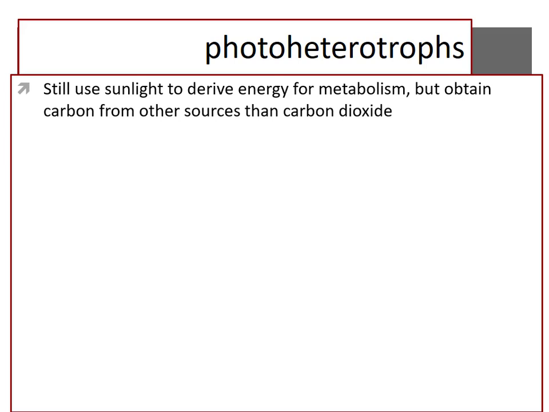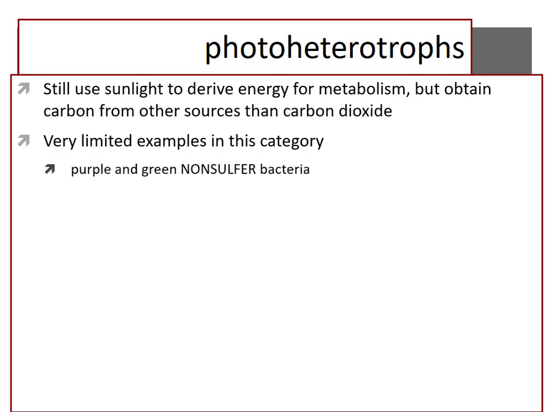So they're going to use sunlight to make ATP for their anabolic reactions, but they take their organic carbon from sources other than carbon dioxide. So they don't synthesize their own organic carbon. They take it from outside their cell. And because they're such a weird group, I actually had a really hard time finding examples. These guys would be our purple and green non-sulfur bacteria.